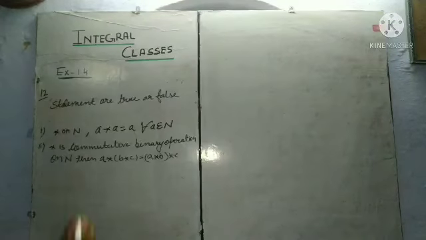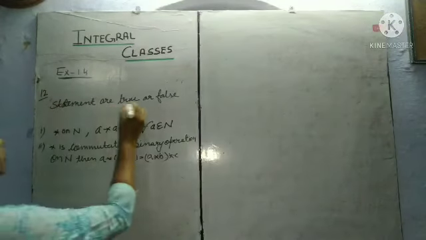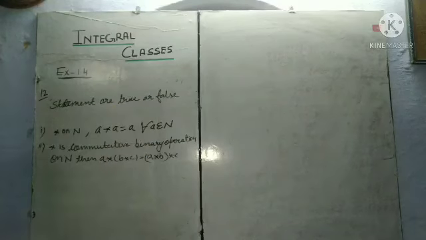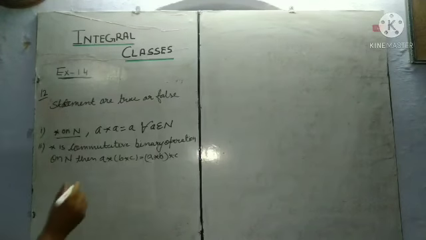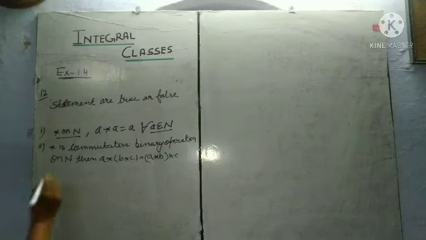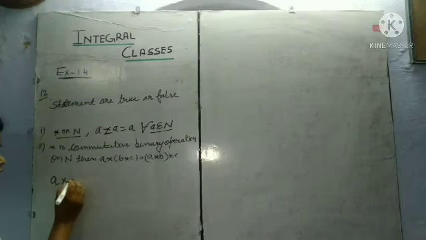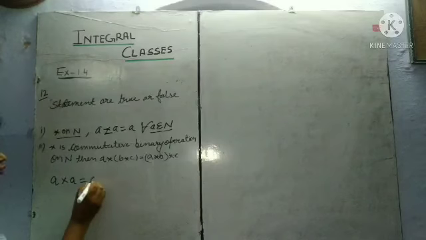Question number 12. State whether the statements given below are true or false. The first is star on N, the natural numbers: A star A is equal to A. So student, we know that A belongs to N. Suppose we apply A star A equal to A.